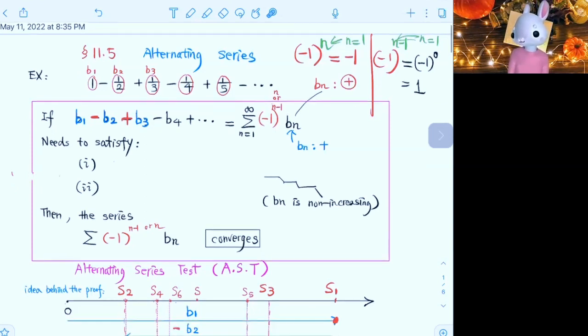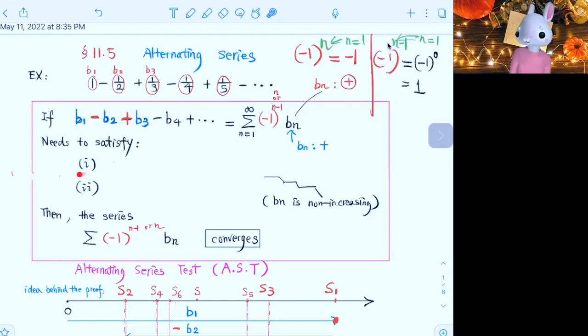Now, in any case, if I have an alternating series like this, and it satisfies two hypotheses, two conditions, then we can conclude that the alternating series is going to be convergent. The book gives the two hypotheses, but I actually change the order of them and make it easier for you, because you'll see why the order I pick is easier.